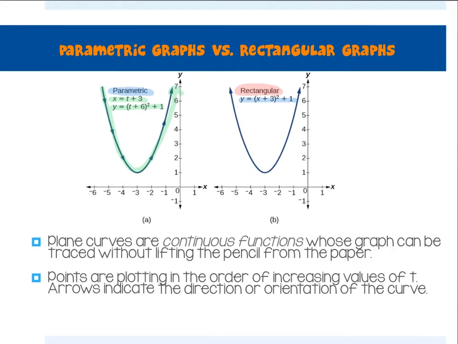It says plane curves are continuous functions whose graph can be traced without lifting the pencil from the paper or the stylus from the iPad. There are no holes. It will go from start to finish. The points are plotted in the order of increasing values of t, and arrows indicate the direction or orientation of the curve. So the arrows point away from t being 0 and toward the bigger t.